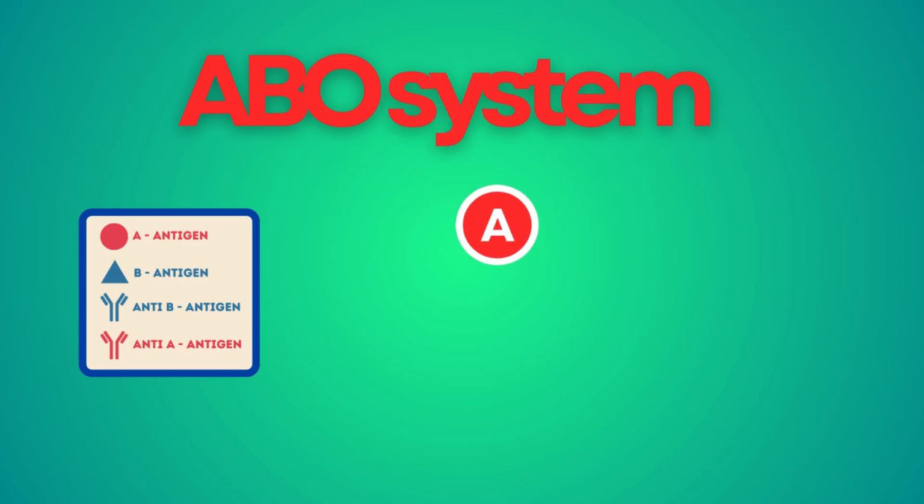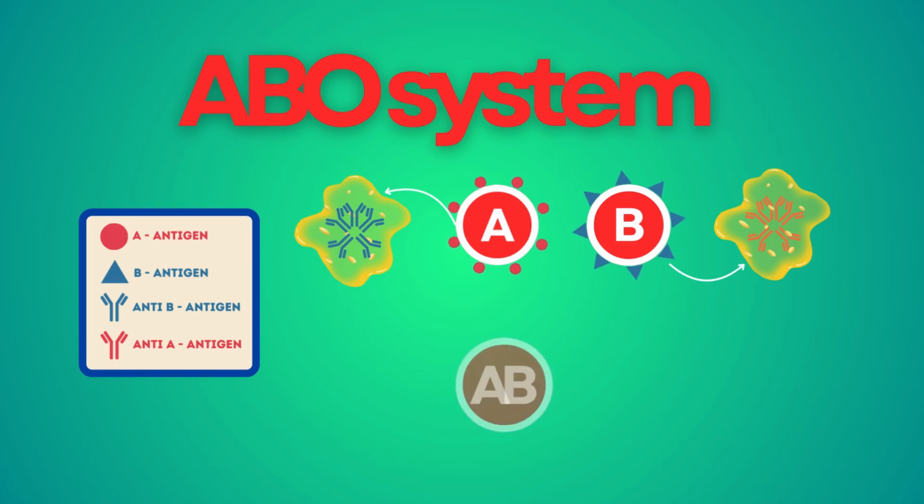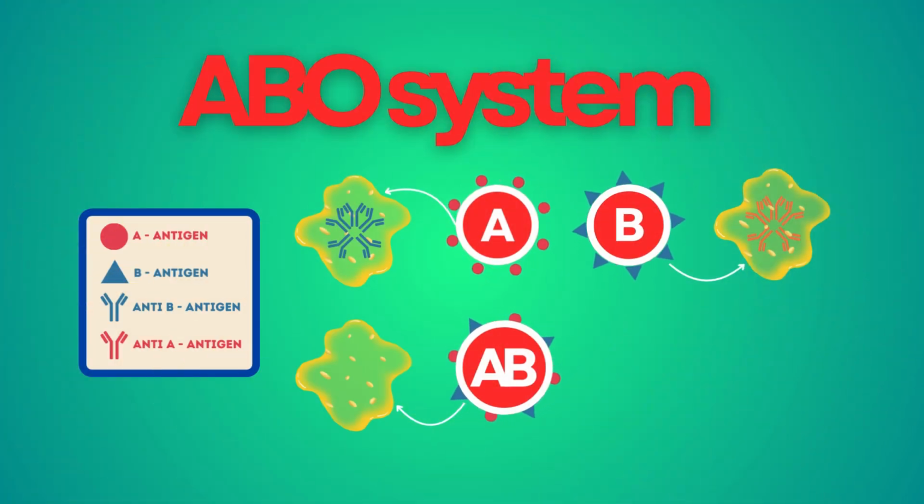Type A. Type A has A antigens on the surface of the red blood cells and anti-B antibodies in the plasma. Type B. Type B has B antigens on the surface of the red blood cells and anti-A antibodies in the plasma. Type AB has both A and B antigens on the surface of the red blood cells and no anti-A or anti-B antibodies in the plasma. Type O has no antigens on the surface of the red blood cells but has both anti-A and anti-B antibodies in the plasma.